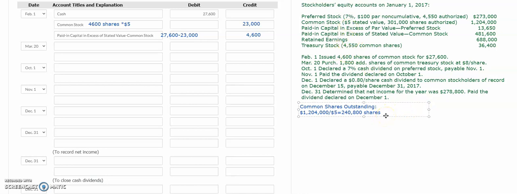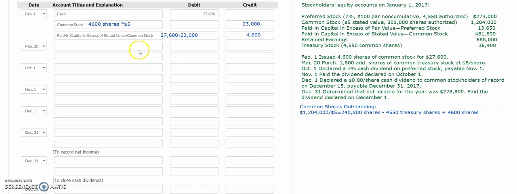And now we realize that we have some treasury shares given to us in the problem. So I need to subtract out 4,550 for the treasury shares. And now we have issued an additional 4,600 shares. So as we go through the problem, we need to keep track of how many shares are issued and how many shares are outstanding.